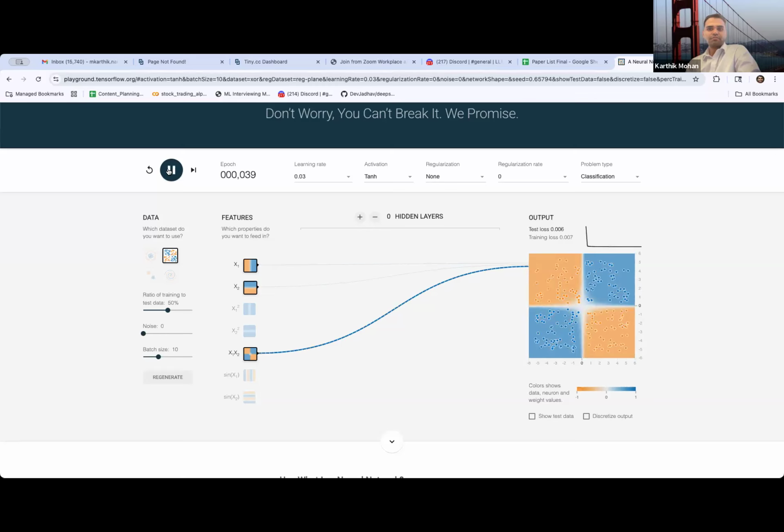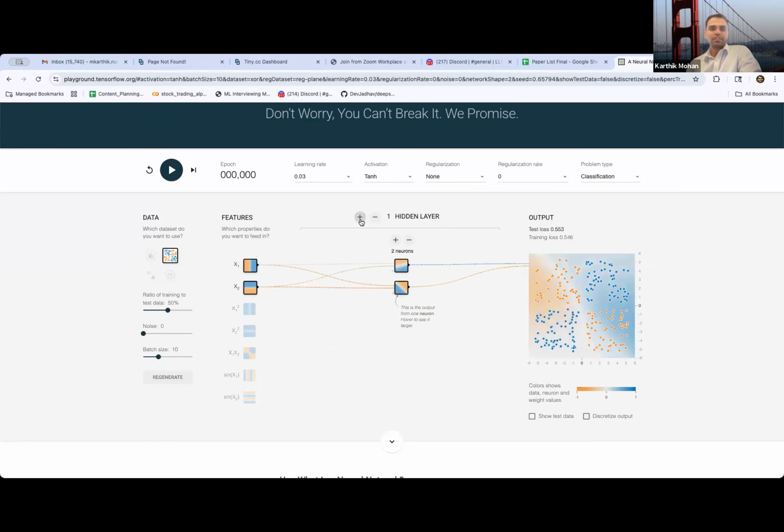Now if I train, look at that. There is perfect separation between the orange and blue. Even with a linear model, right? We don't have any hidden layers. So it's still a logistic regression model that's perfectly separating because we had an engineered feature called X1X2. If I remove this, it's not going to work anymore, right? Okay, so that's feature engineering.